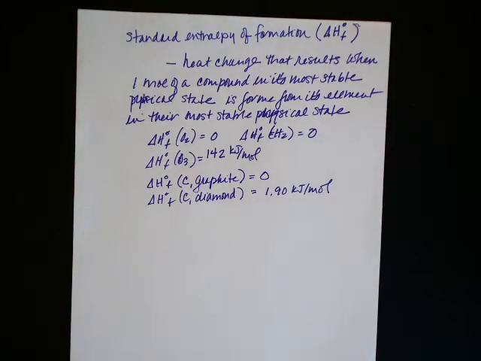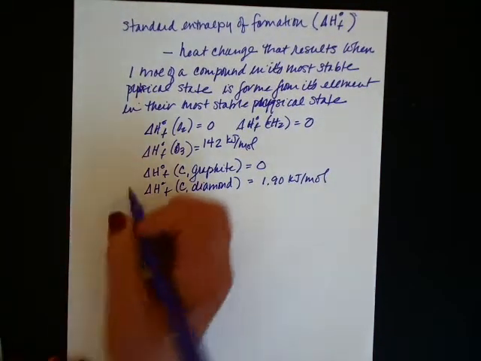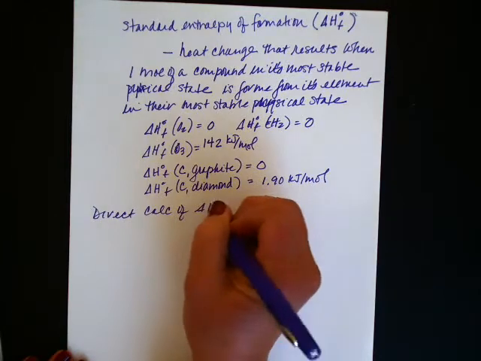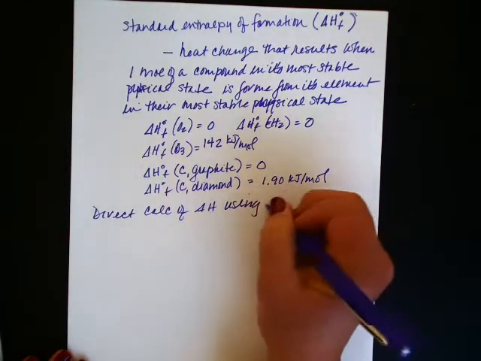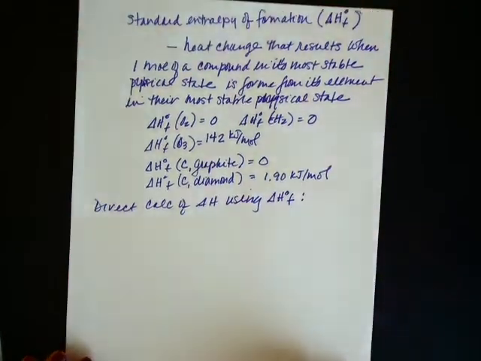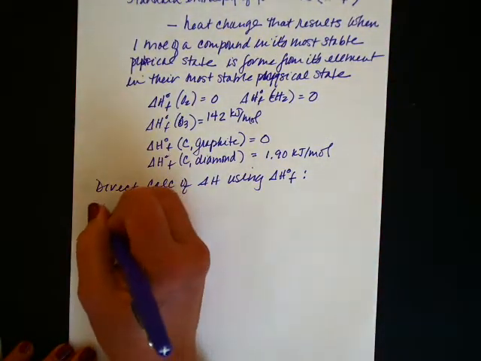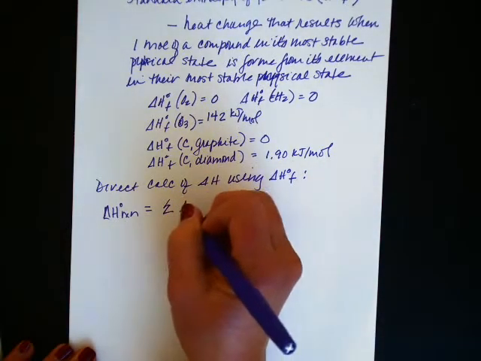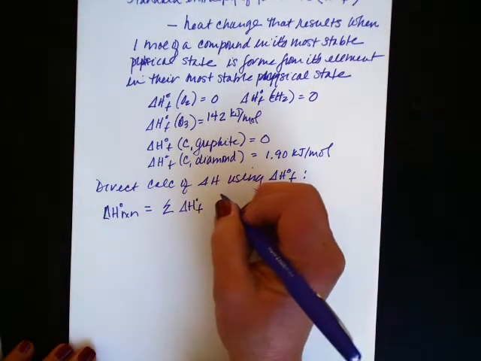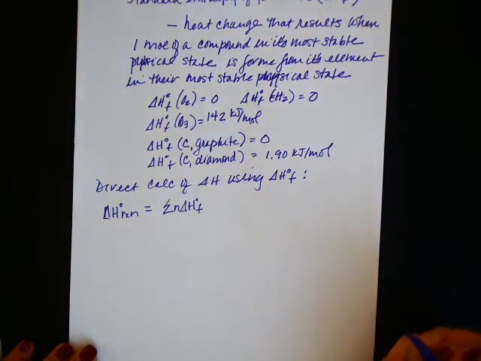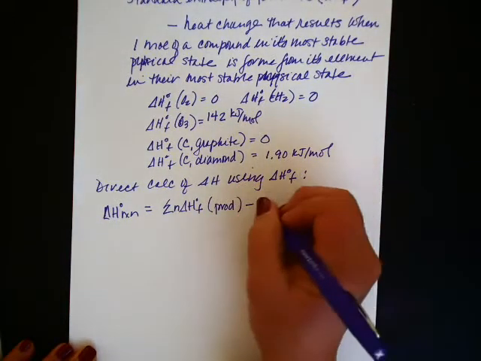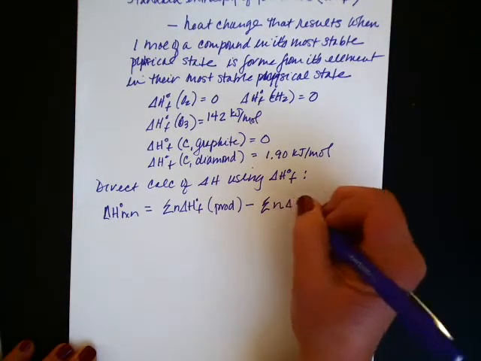So how do we use that? So the direct calculation of delta H using standard heats of formation is: standard heat of reaction equals the sum of the standard heats of formation, multiplied by a coefficient if there is one, of the products, minus the sum of the standard heats of formation of the reactants.